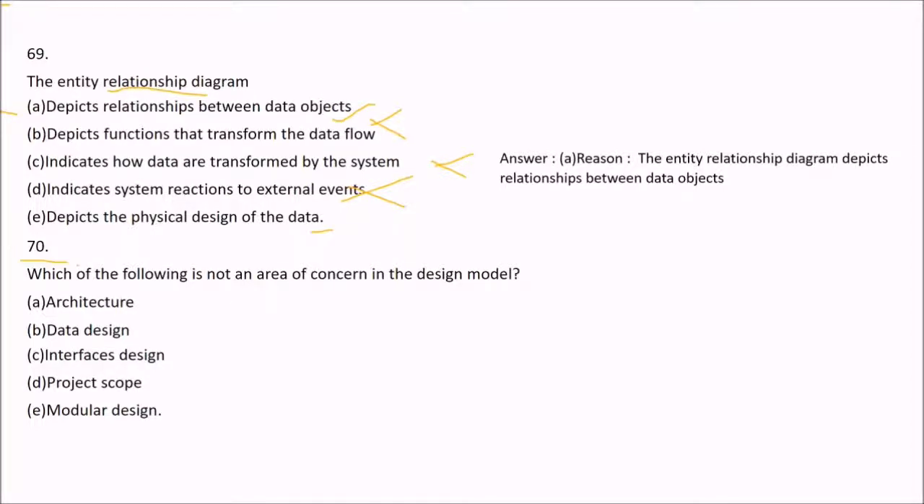Now we are on 70. Which of the following is not an area of concern in the design model? 70. Not an area of concern in the design model. Okay, 70.